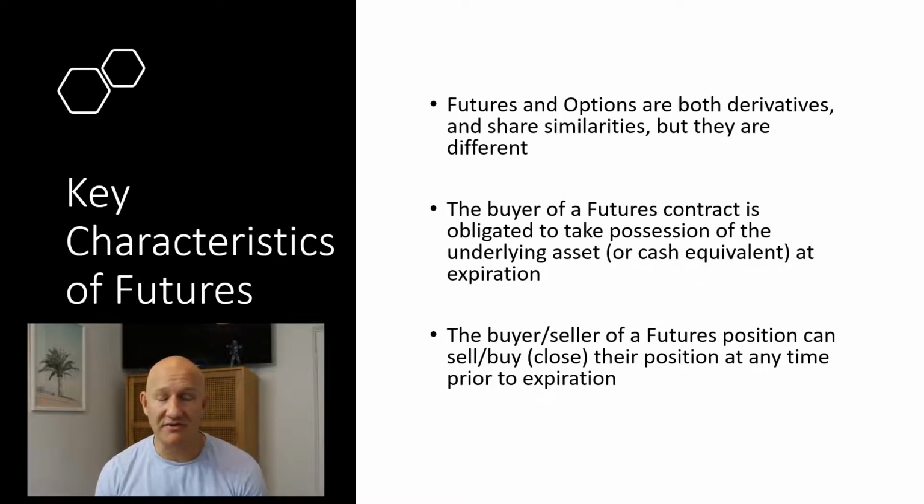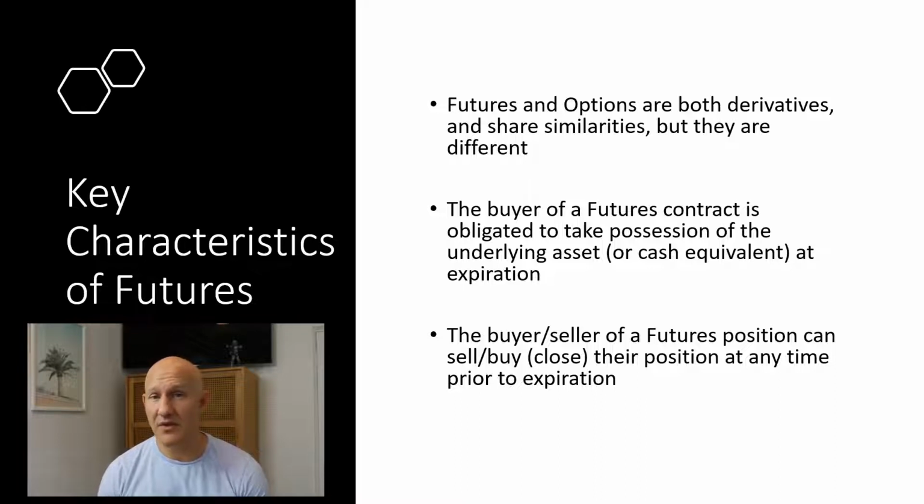So if you've heard about derivatives, you may have already heard about options or been exposed to options before. Options and futures are fairly similar. They are both derivatives and they often cover some of the same underlying assets, but they are a little bit different. For futures, the buyer of a futures contract is obligated to take assignment at expiration. And assignment just means that they take possession of the underlying asset or a cash equivalent at the time of expiration on that contract.